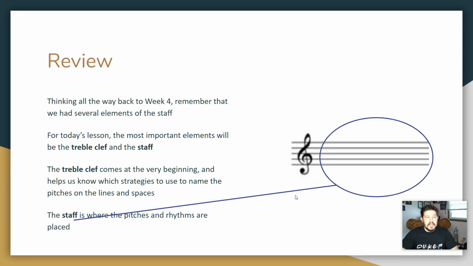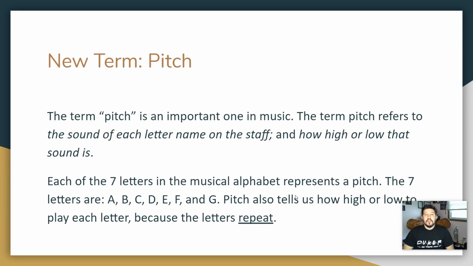Speaking of the staff, it is where pitches and rhythms are contained. It is composed of 5 parallel lines, which naturally creates 4 spaces. We have a new term here, folks. We do have the term pitch. I want you to make sure that you are memorizing this term because I'm going to use it a lot. The term pitch is very important because it refers to the sound of each letter name on the staff and how high or low that sound is. So let me say that one more time for you. Pitch refers to the sound of each letter name on the staff and how high or low that sound is.